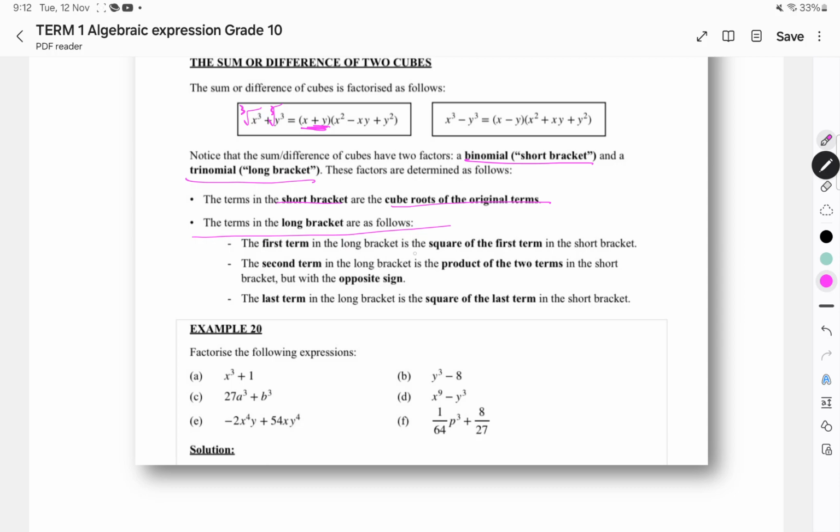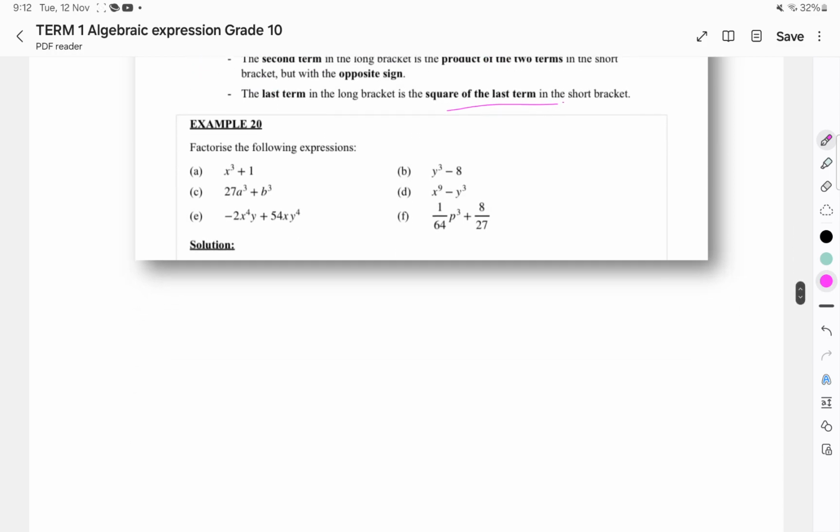The first term in the long bracket is the square of the first term. Whatever answer we get here, we square it. So this will go here, and this one will go there. The squares are there. And then the second term, you just multiply what you have in your first bracket. Then the last term is the square of the last term, like I already explained. Do I make sense? You'll see more of what I mean when we do an example. So let's go to number A.